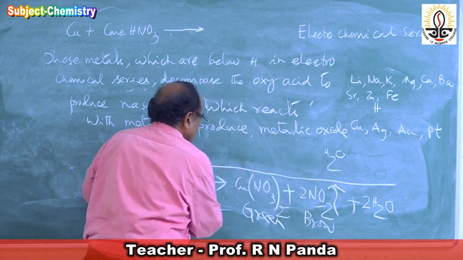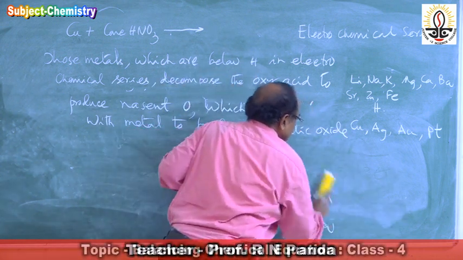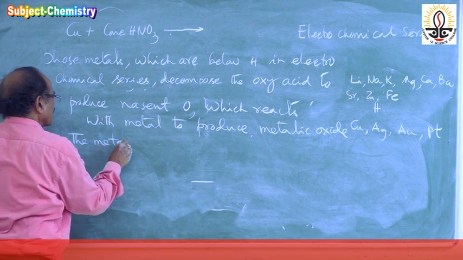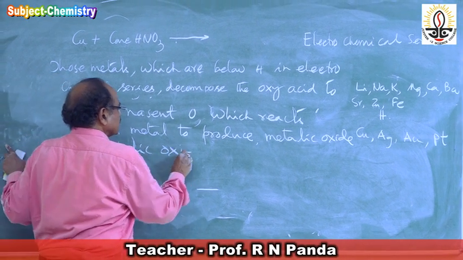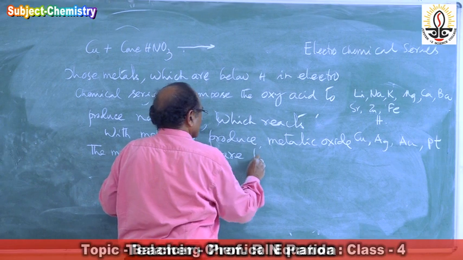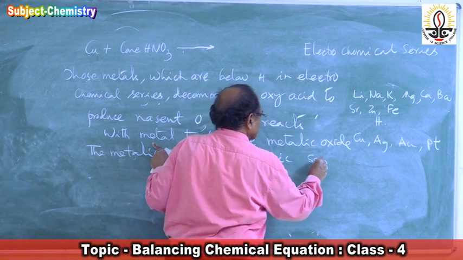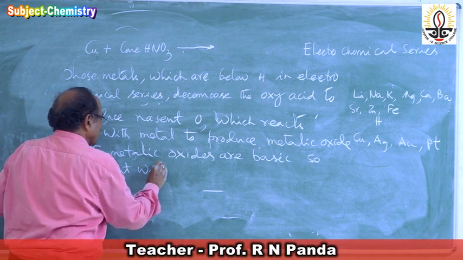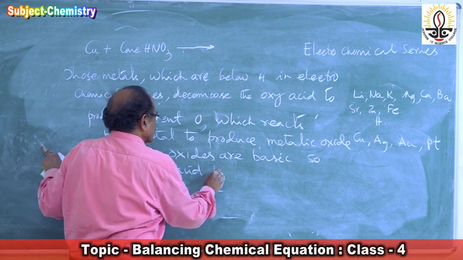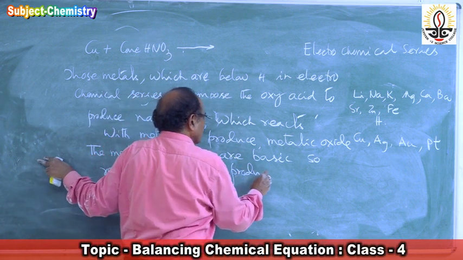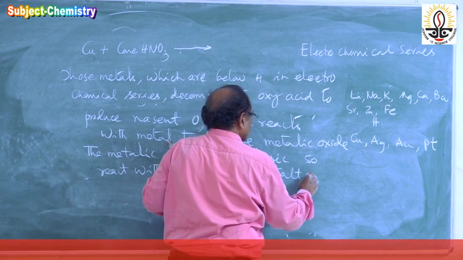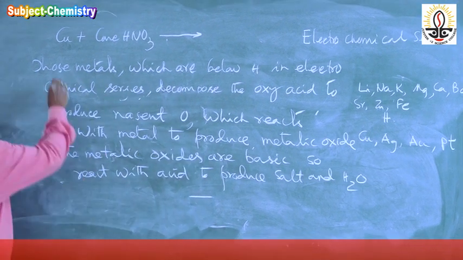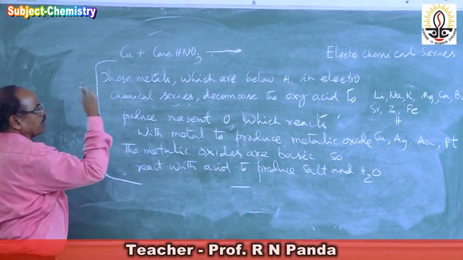To produce metallic oxide. The metallic oxides are basic, so they react with acid to produce salt and water. Children, this is the sloka that you have to read four or five times, so it will become yours.